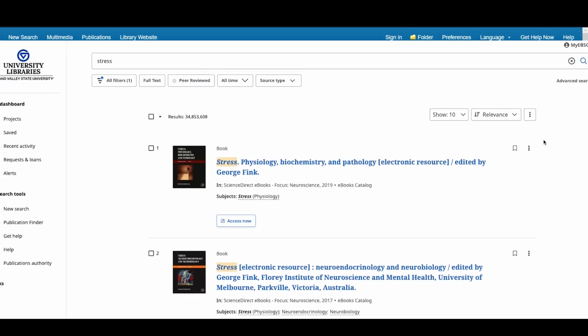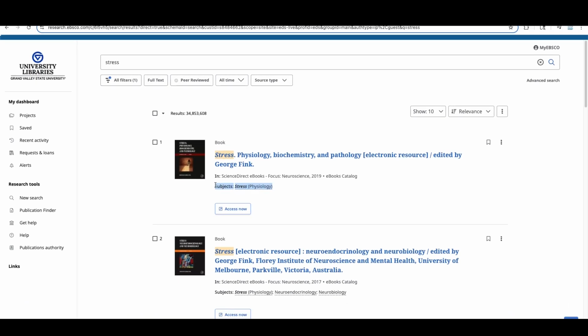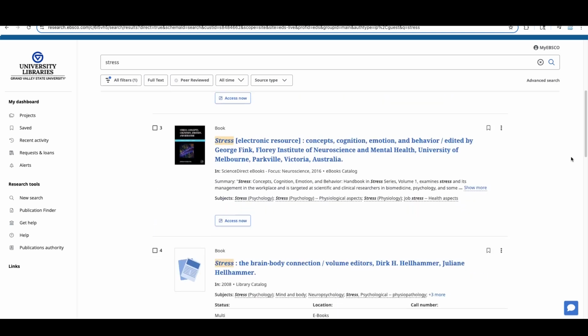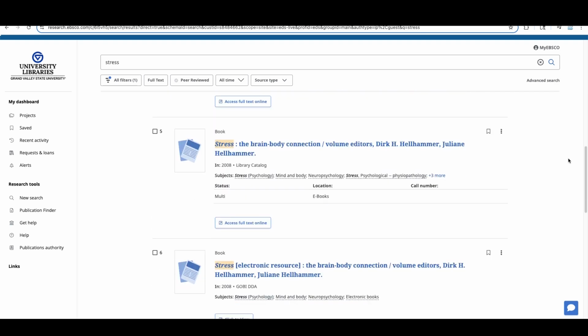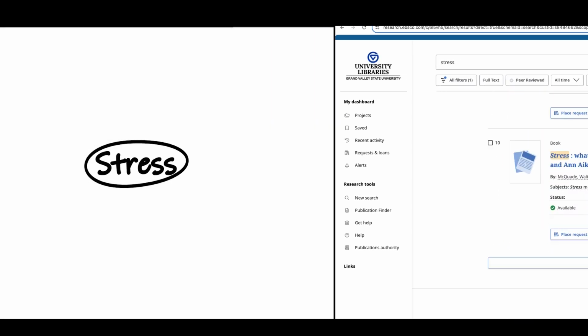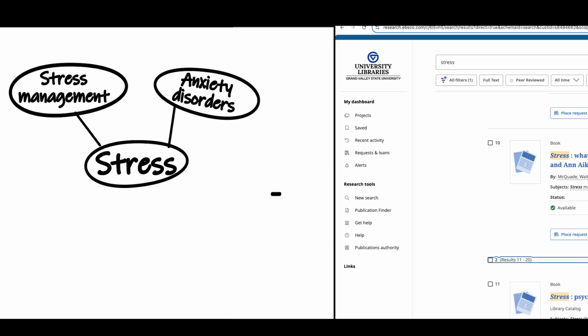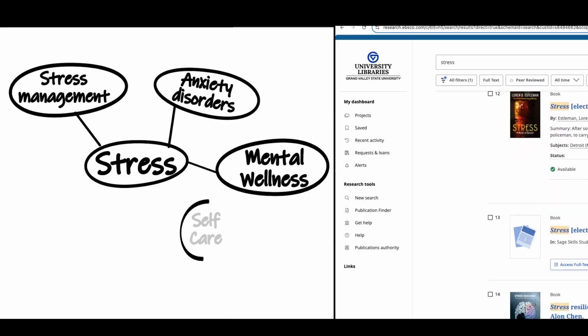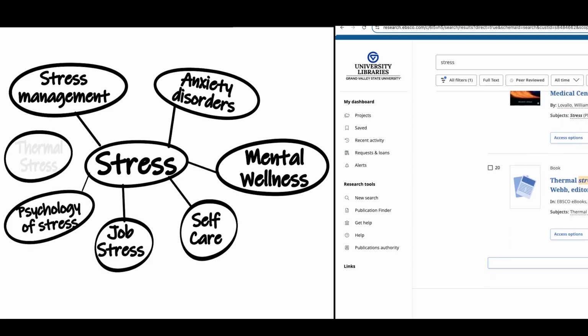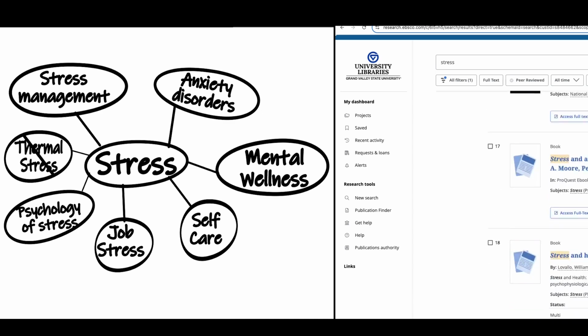At this point, I'm not concerned with the types of information I find, just the subjects. Scrolling through results, I can see the variety of narrowed focus or subtopics under the umbrella term stress. The subject headings in each record give me a general idea of what the piece is about. There are articles on stress management, anxiety disorders, mental wellness, self-care, job stress, or the psychology of stress. There are also articles on thermal stress, but that's a different kind of stress.